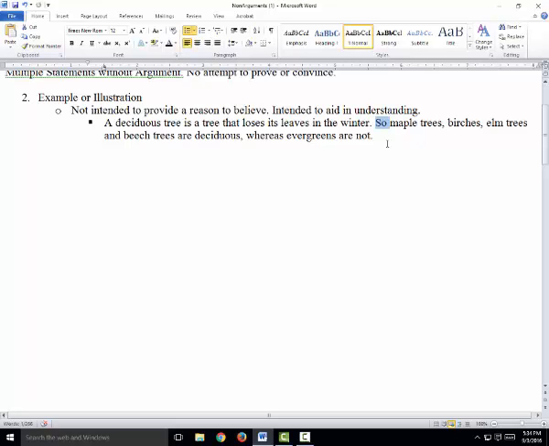So I want to say, well, you're familiar with maple trees, birches, elm trees. Now it becomes something very concrete in your mind. You see those trees every year. So it looks like the motivation is clear enough. I'm giving an example, as opposed to trying to prove anything.